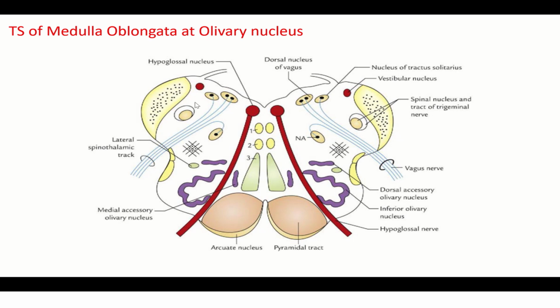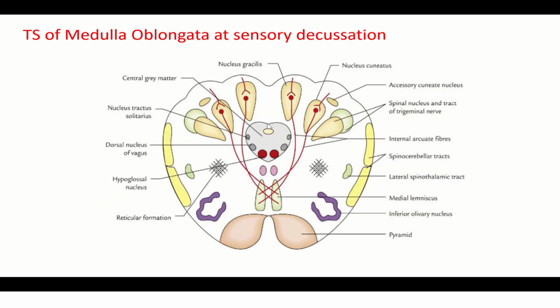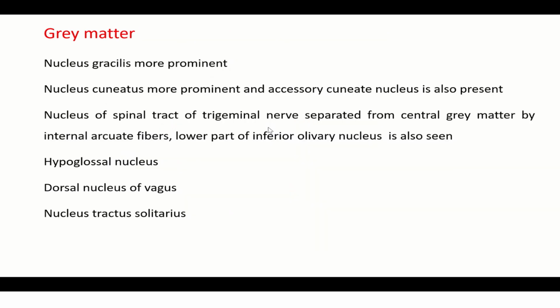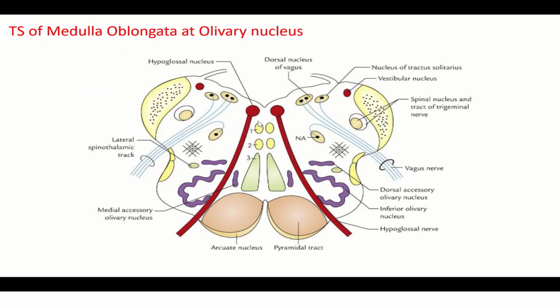Now, coming to the transverse section of medulla at the level of olives. If you observe here, what is the key change? In the earlier section, there is a central canal which is closed. The dorsum is not open. Now, the cavity has opened up, forming the floor of the fourth ventricle. That's why the central gray matter has almost reached the dorsal aspect, reaching the floor of the fourth ventricle.